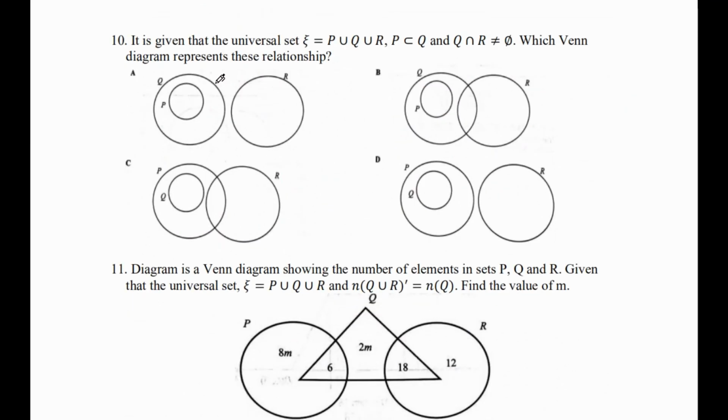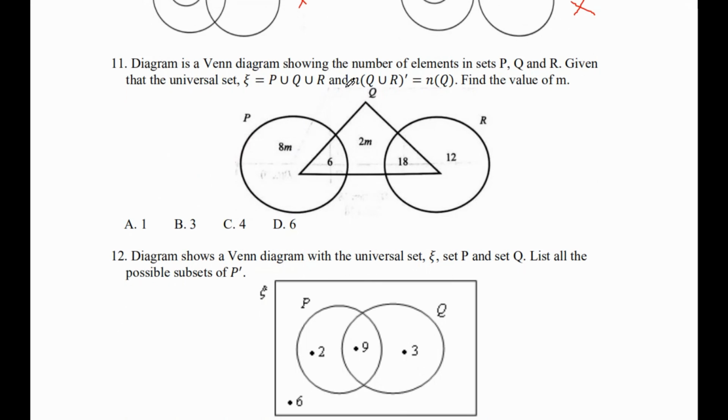Number 10. It is given that in the universal set, P is a subset of Q. That means P is inside Q. So A is correct, P inside Q. B is correct. Q inside P is wrong. P is inside Q. And Q intersect R is not equal to the empty set. That means Q does intersect with R. So for A, Q does not intersect with R, so this is wrong. Q intersects with R, so the answer is B.